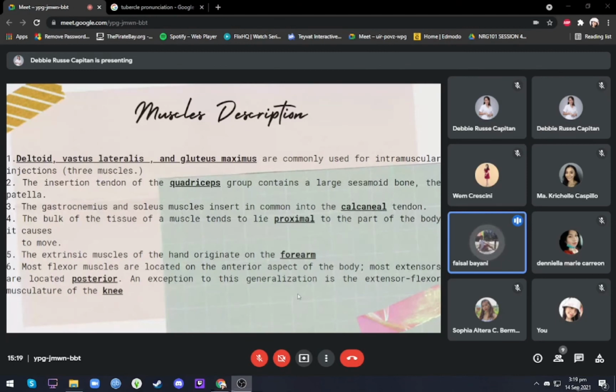The bulk of the tissue of a muscle tends to lie proximal to the part of the body it causes to move. Number 5, the extrinsic muscles of the hand originate on the forearm. Number 6, most flexor muscles are located on the anterior aspect of the body. Most extensors are located posterior. An exception to this generalization is the extensor and flexor musculature of the knee.